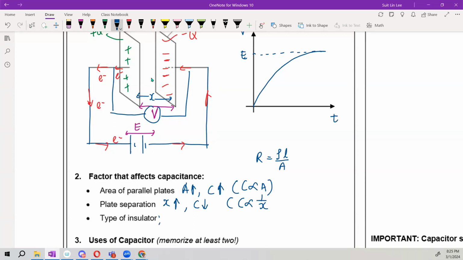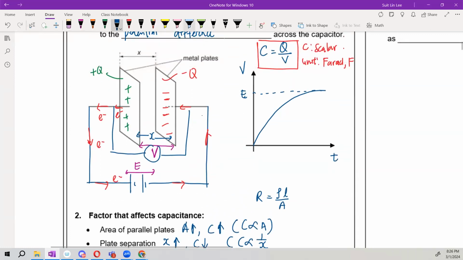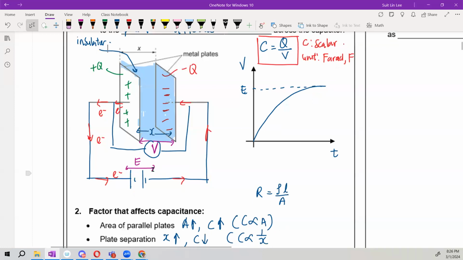So C is inversely proportional to the separation X. And of course, there is a type of insulator in between the capacitor. Because currently, I didn't mention anything, but right between the plates is an air gap. It can be anything. I can make an ice cream sandwich from two metal plates and some silicone or some ceramic. Most of the capacitors in the practical circuits in your life use ceramic. So in between here is an insulator, but in your syllabus, we only use air. Okay, so I'm just going to add that in.